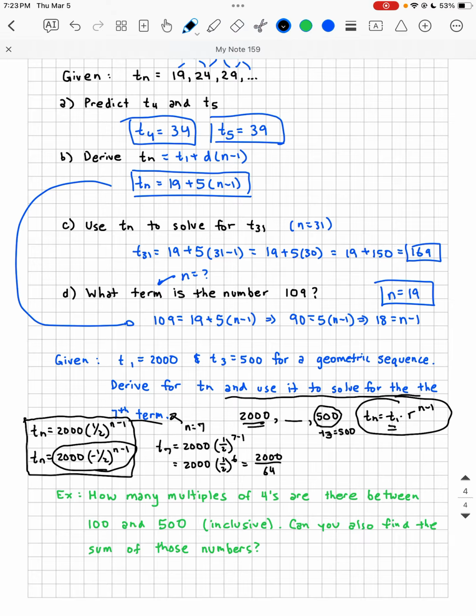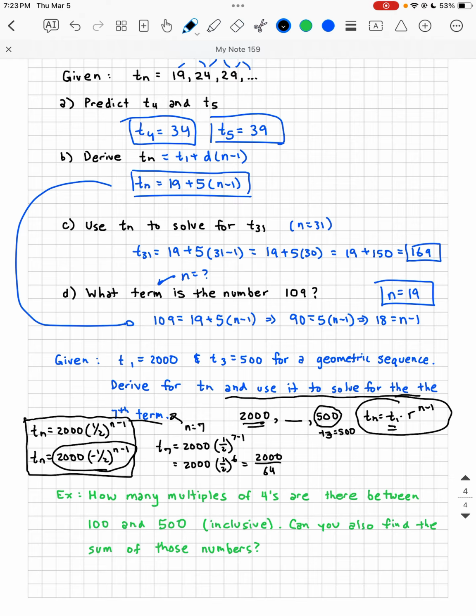Let's see. The last one, which we can talk about here, is how many multiples of 4 are there between the numbers 100 and 500 inclusive? Can you also find the sum of all of those numbers? Now, this one, once again, I want to leave for you guys to discover a little bit on your own. But this is actually related to sequence and series, because here's what you're actually saying.